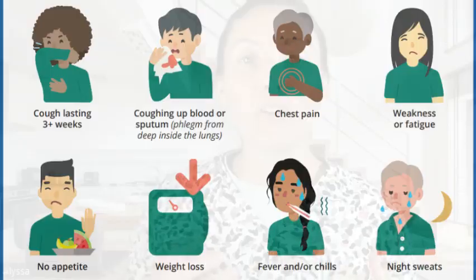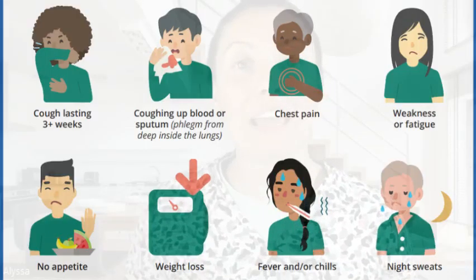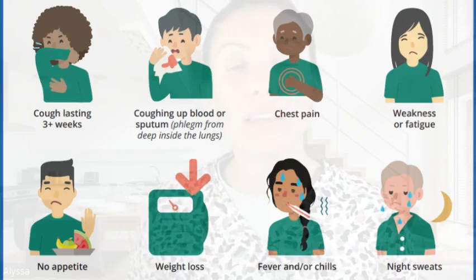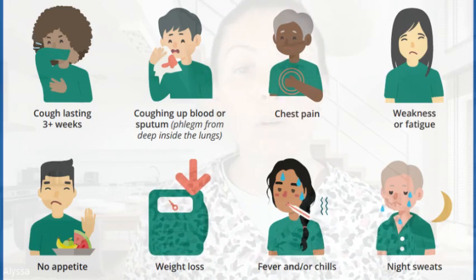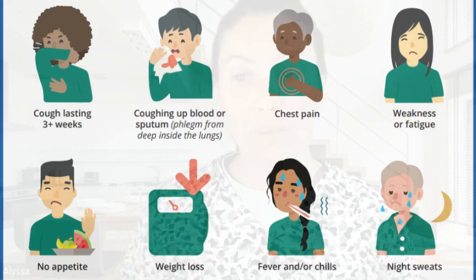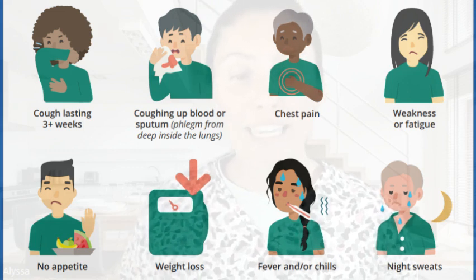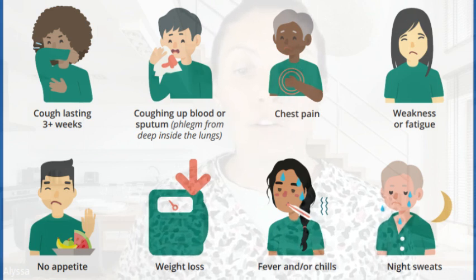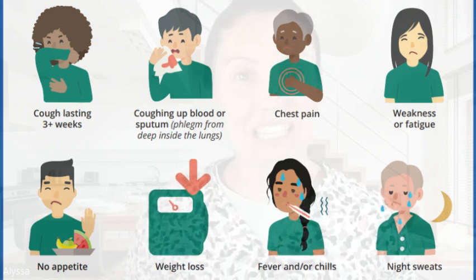Now, because latent TB doesn't have any signs or symptoms, we're going to be looking at the signs and symptoms of active TB. You'll notice in the patient, they'll have a cough for 3+ weeks. They'll be coughing up blood or sputum. They'll have chest pain, weakness or fatigue, no appetite, weight loss, fever, chills, and night sweats.